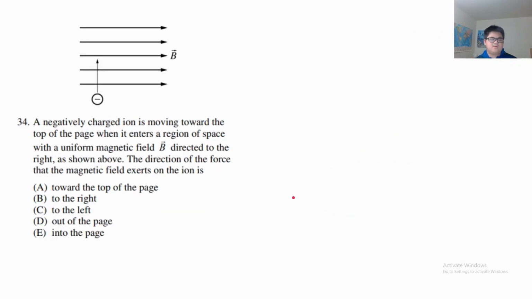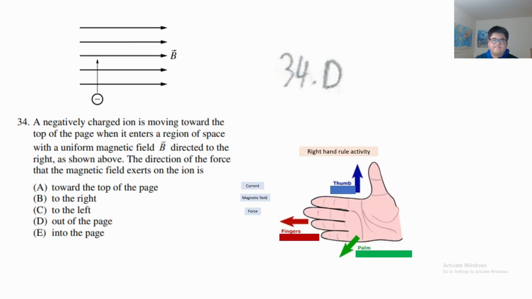Now question 34 is pretty simple. A negatively charged ion is moving towards the top of the page when it enters a region of space with a uniform magnetic field B directed to the right as shown above. The direction of the force that the magnetic field exerts on the ion is O.